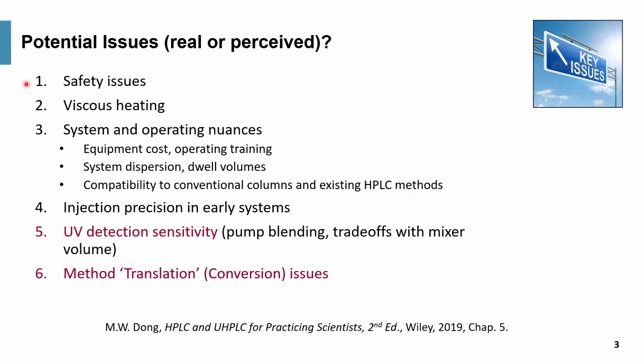Here are 6 listed potential issues. Some of these are real, some of these are perceived, others are historical. Starting from number 1: safety issue, viscous heating, system and operation nuances, injection precision for earlier systems. We focus on the last 2: UV detection sensitivity, primarily from pump blending and trade-off mixing volumes, and also method translation or conversion issues.